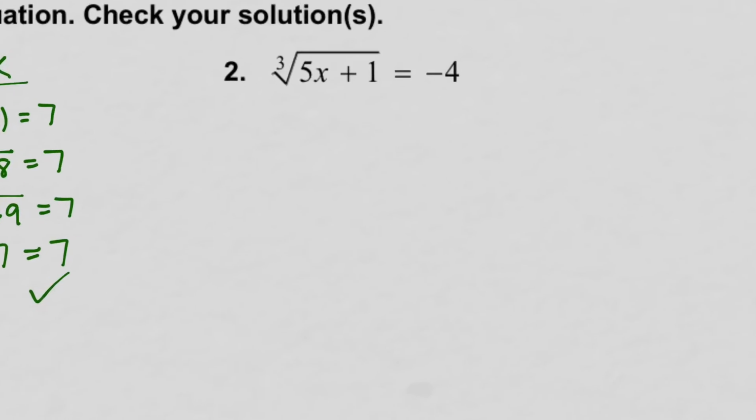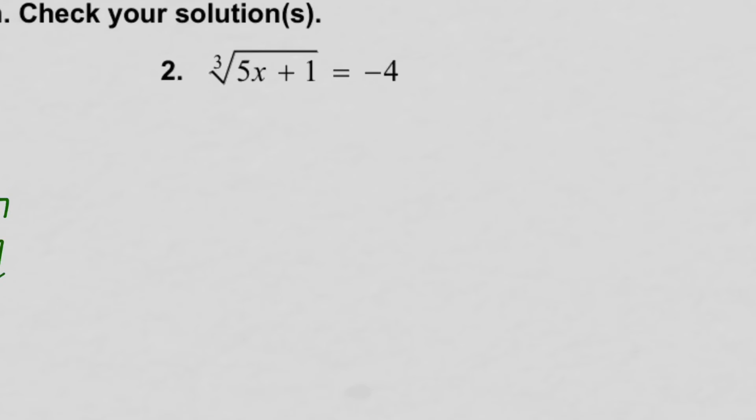All right, oops, sorry about that. Scooch over to number 2. Again, the radical is isolated there on the left side, so step 1's already done. And now I need to raise each side to that exponent that matches the root. So this is a cube root, so I need to cube both sides. So I'm going to power of 3, power of 3.